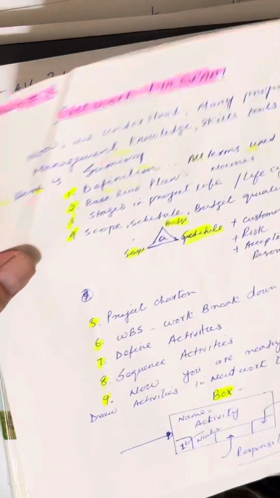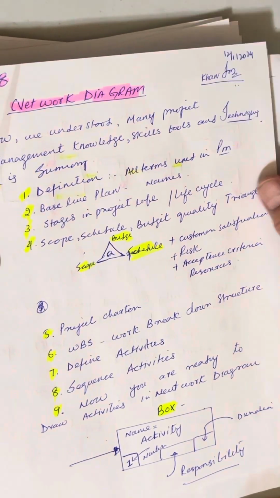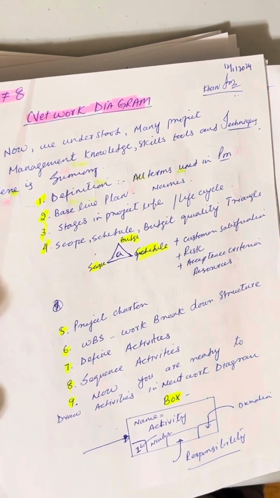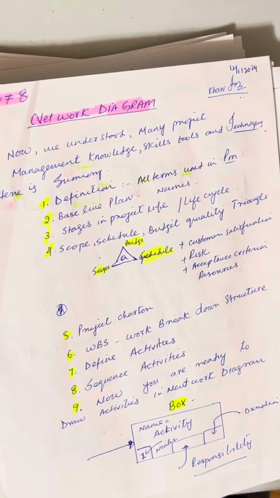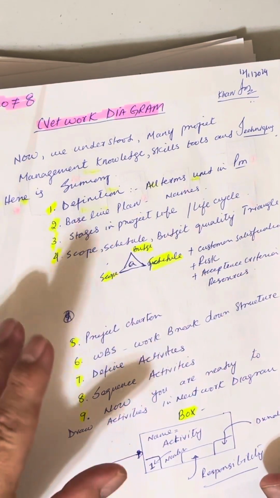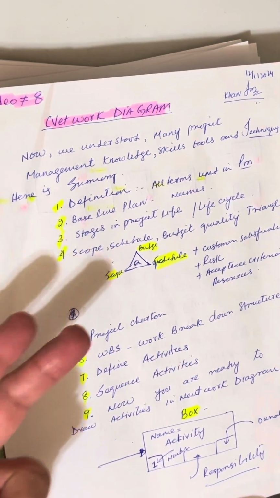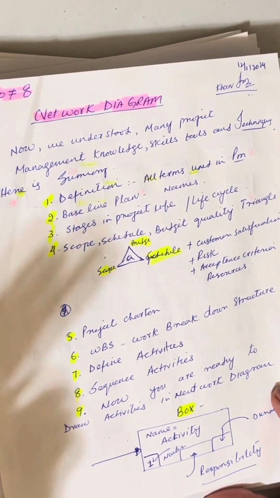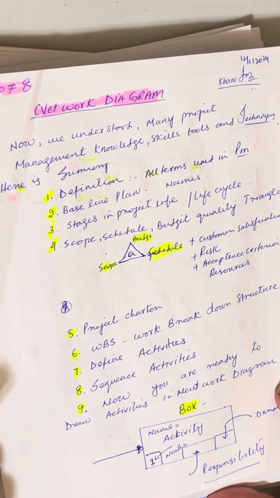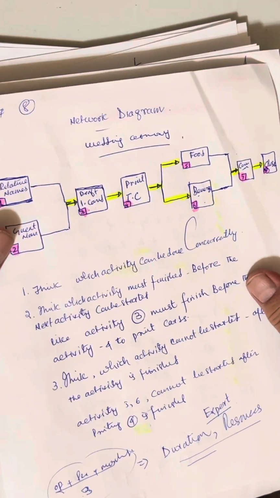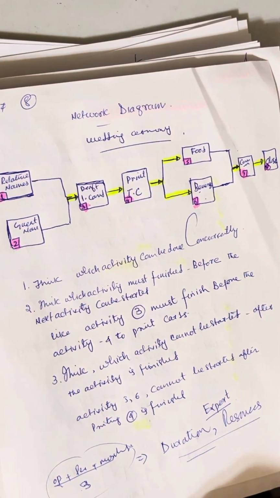I hope you guys got a good idea of what we have covered so far: the definition, baseline plan, stages in the life of the project, scope, schedule, budget, quality triangle, optimization or control. This diagram is used as a project manager. Project charter we covered, work breakdown structure, define activities we covered, sequence activities, and now I covered the network diagram. Next is the schedule and then the budget. And then after that certain formulas.